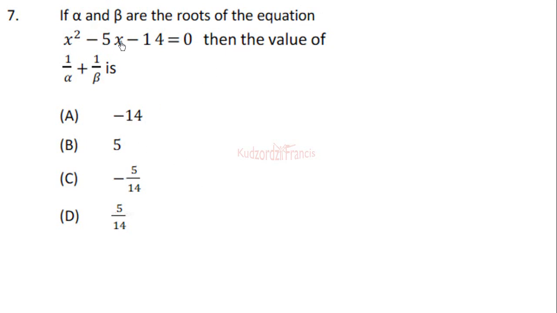Now let's proceed to the seventh question: if alpha and beta are the roots of the equation x squared minus 5x minus 40 equals 0, then the value of 1 over alpha plus 1 over beta is what? So we have x squared minus 5x minus 40. In this case, a is equal to 1, b is equal to negative 5, then c equal negative 40.